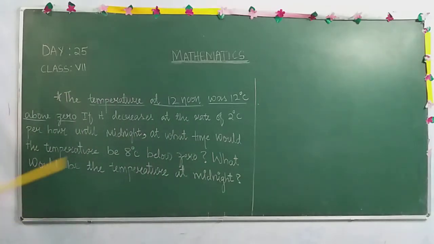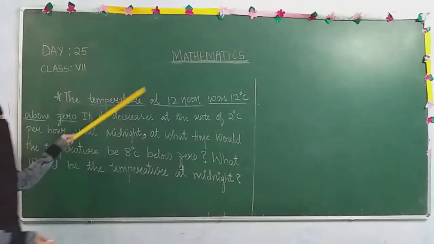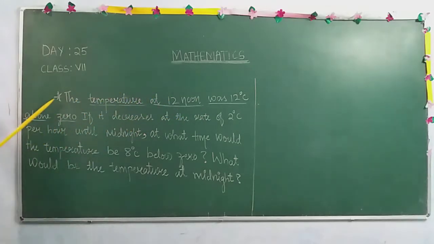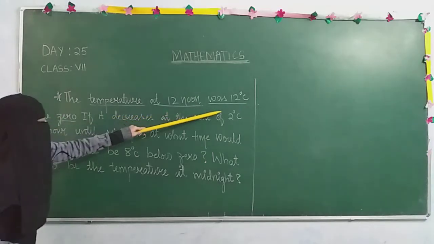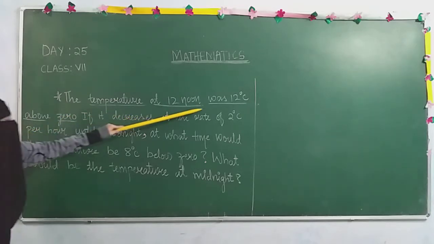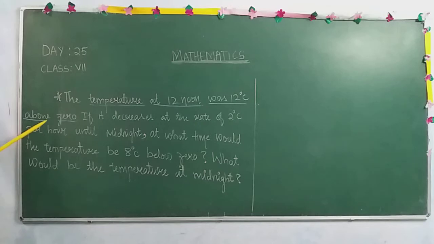So what is given? The temperature at 12 noon, this is the time given. At this time the temperature was 12 degrees centigrade above 0. We are going to see whether we represent this 12 degrees centigrade with a positive or minus sign. Just now we studied that above 0 means the numbers will be positive. So from this information, the temperature at 12 noon is plus 12 degrees centigrade.